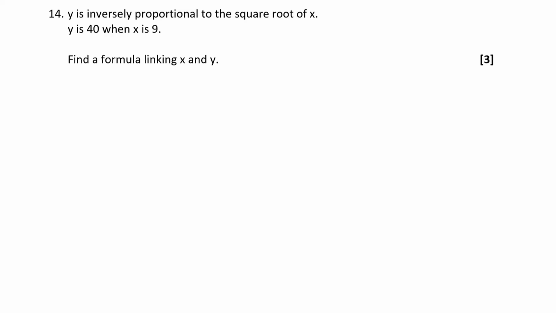Y is inversely proportional to the square root of x. Y is 40 when x is 9. Find a formula linking x and y. Okay, so very bog standard, straightforward proportionality question. This first thing here tells me the relationship between y and x. So y is inversely proportional to the square root of x, so y is proportional to 1 over root x. Okay, that's the relationship between y and x.